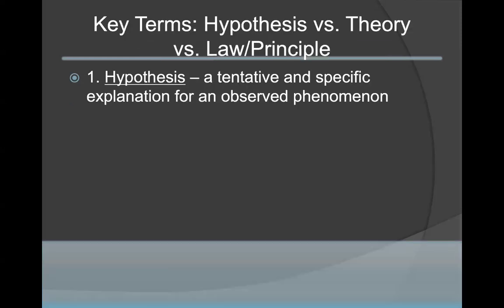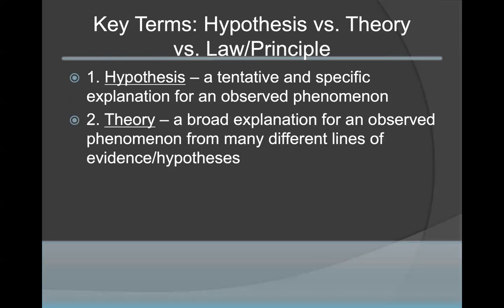So some key terms that you should know. What is a hypothesis? What is a theory? And what is a law or principle? It's important to be able to compare and contrast these, specifically meaning what is similar and what is different between these terms. So a hypothesis is a tentative and specific explanation for some sort of observed phenomenon, whereas a theory is very broad, a broad explanation for the observed phenomenon, but it includes many different lines of evidence and many different hypotheses.